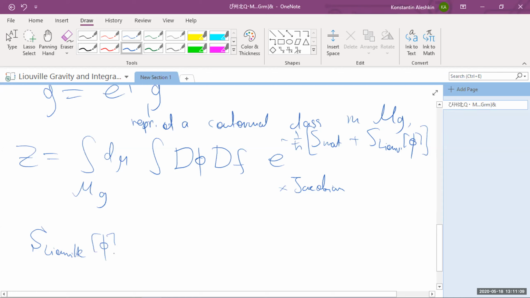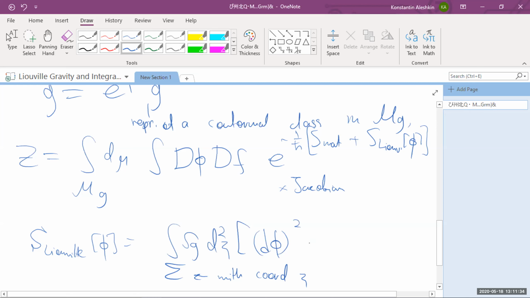So this S Liouville of phi is an integral over a Riemann surface of the area factor, let's say, with complex coordinate xi, with the usual kinetic term for our field phi plus the non-trivial exponential term. So this depends on xi, of course. Okay, plus something else which is not really important.